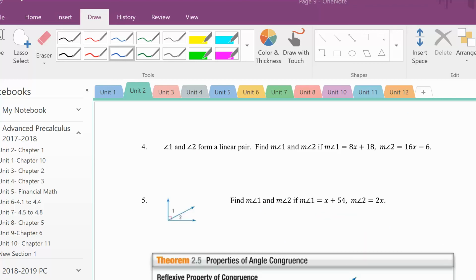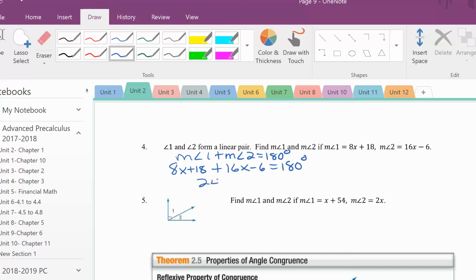So the next question says angle 1 and angle 2 form a linear pair. Remember, if they form a linear pair, angle 1 plus angle 2 equals 180. Find the measure of angle 1 and angle 2 if angle 1 is 8x plus 18 and angle 2 is 16x minus 6. So when you add them up, they equal 180.